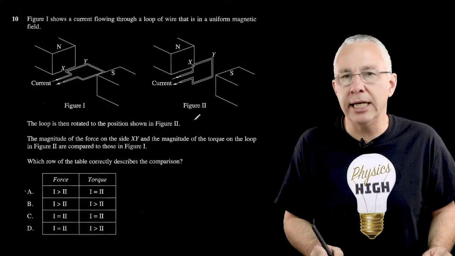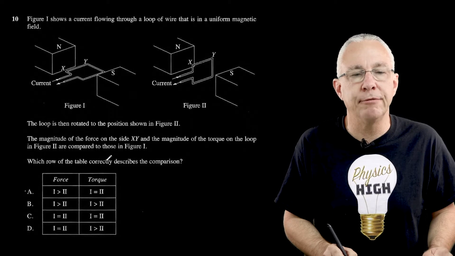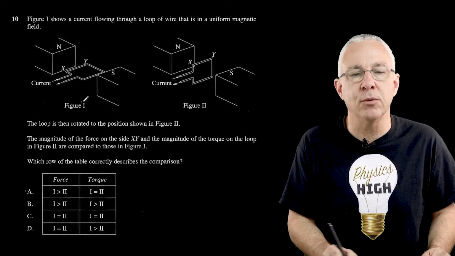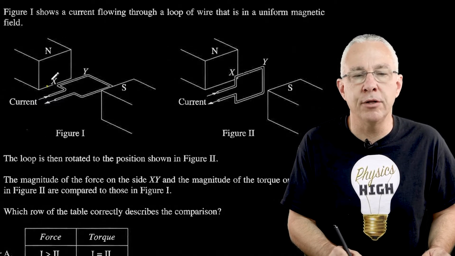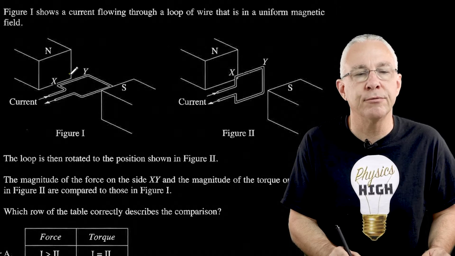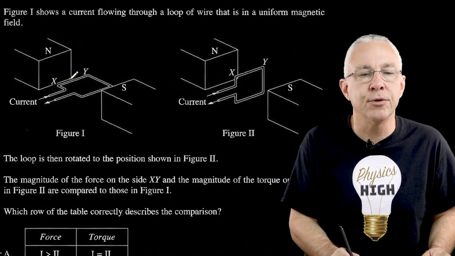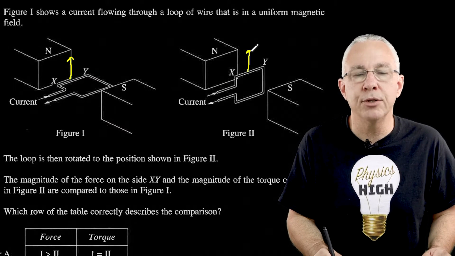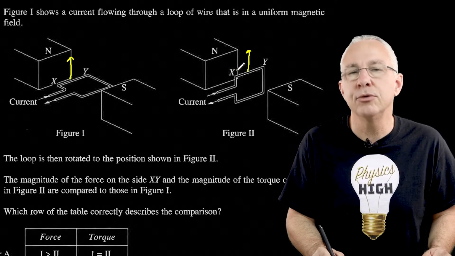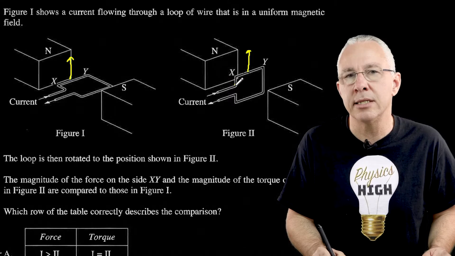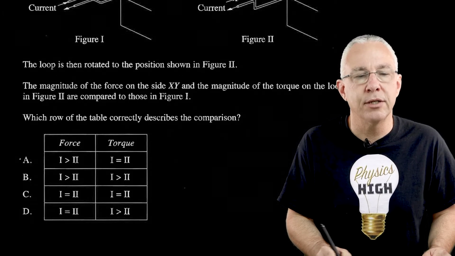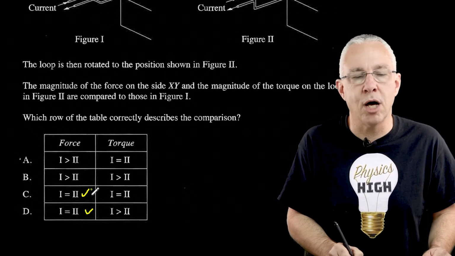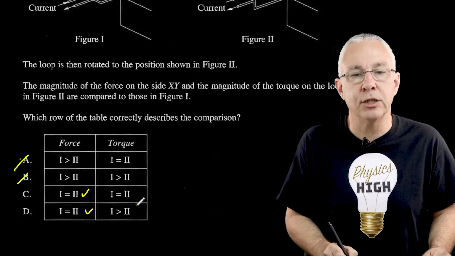Question number 10. We're dealing here with the rotation of a wire within a magnetic field. Now, what we are looking at here is what happens to the force and the torque when we change it from figure 1 to figure 2. Now, if we follow the right-hand rule to determine the direction of the force between x and y, then the force is going to be upward. Now, in this case here, the force is still upward. Why? Because we still have a current that is perpendicular to the direction of the magnetic field, and it's the same strength. So as a result, the force remains the same, and so therefore we have C and D as our two possible options so far. A and B can be excluded.